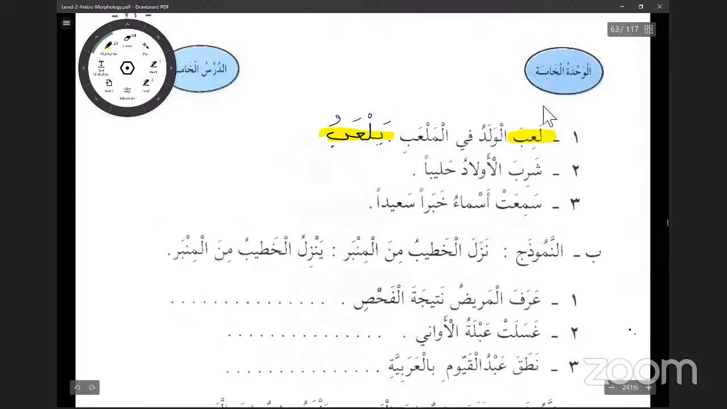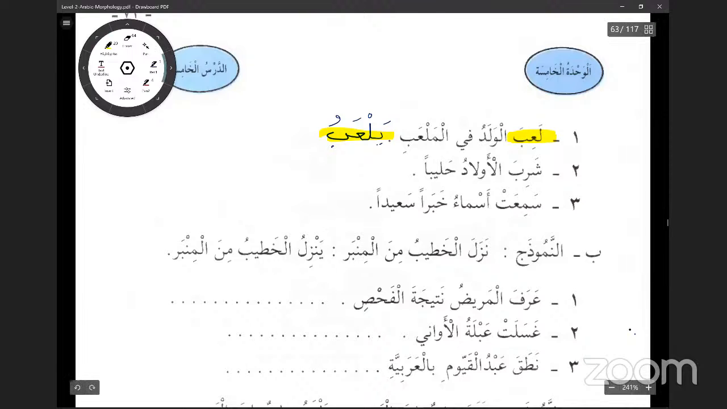Number 2, if we can have Samir. Assalamu alaikum, Samir. Wa alaikum assalam wa rahmatullahi wa barakatuh. Can you read number 2, translate, and then after the translation, put it in mudariya?